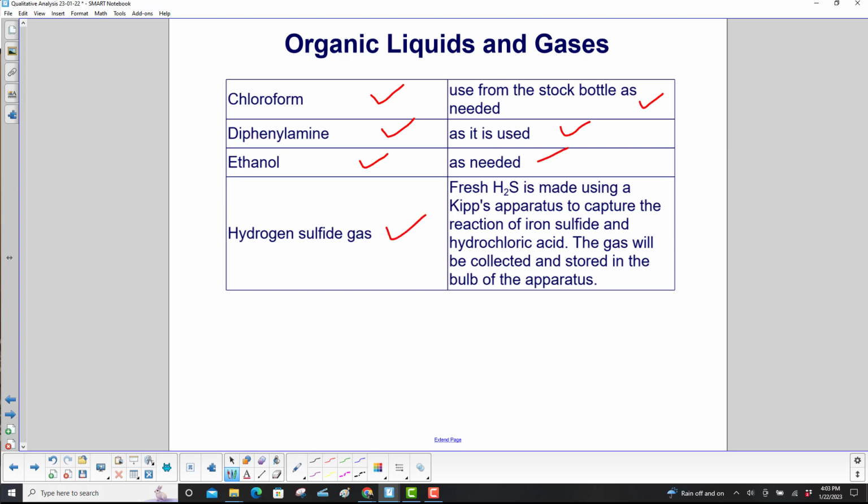Hydrogen sulfide gas. Fresh hydrogen sulfide is made using a Kipp's apparatus to capture the reaction of iron sulfide and hydrochloric acid. The gas will be collected and stored in the bulb of the apparatus.